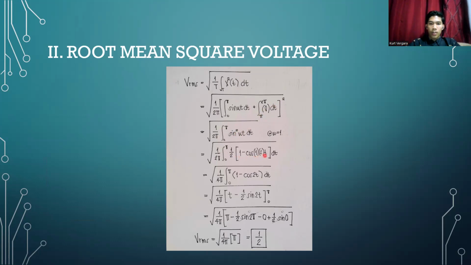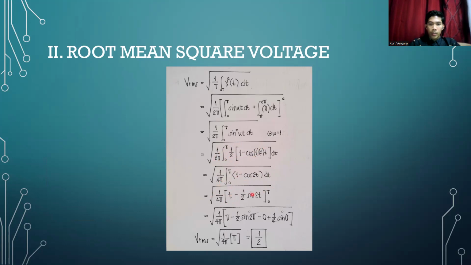So let's substitute omega to 1. So that's why 1, 2. This is part of the identities. So I'm simplifying this equation. We can multiply this constant, so it will become 1 over 4 pi integral of 1 minus cosine 2t dt. Integrate it with respect to t. And this is the answer.